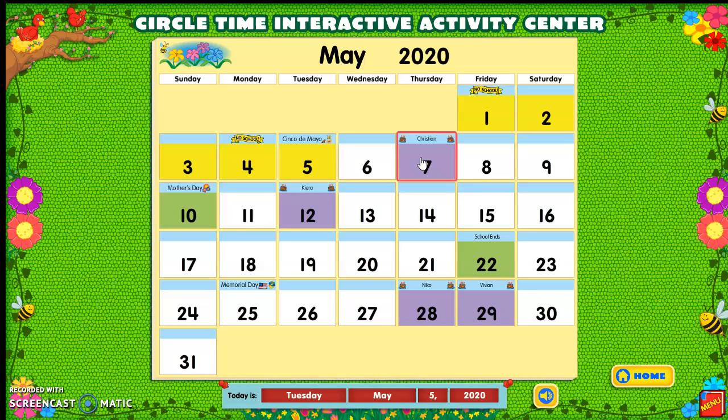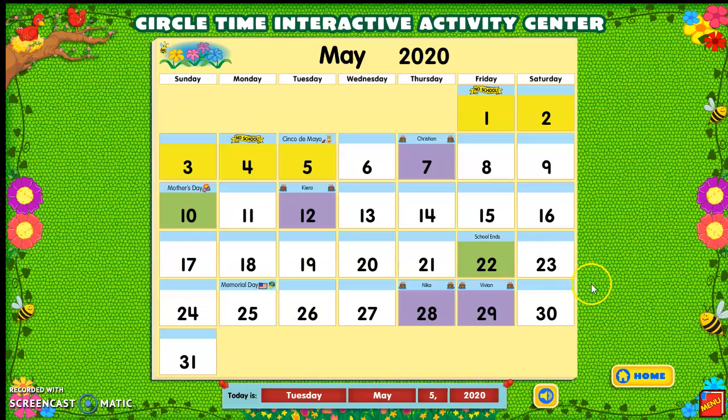We have some other special days in May. We have Mother's Day coming up on Sunday. It is Mother's Day on May 10th. And down here on Friday, May 22nd is our last day of school. So that will be our last day of school for this year, for 2020.